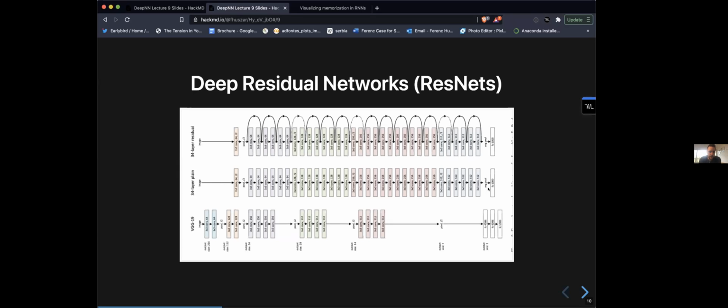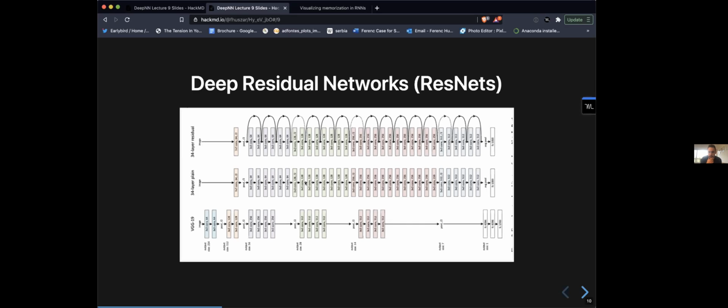You don't get into optimization problems, but in practice, this network is not going to do very well. The error rate of this network is going to be way higher than the error rate of the much shallower 19-layer network.